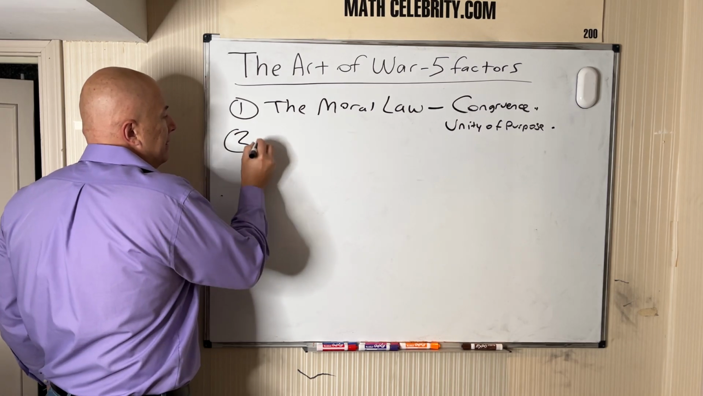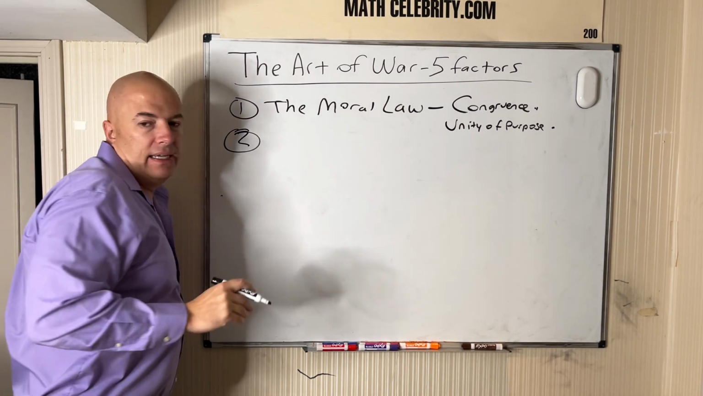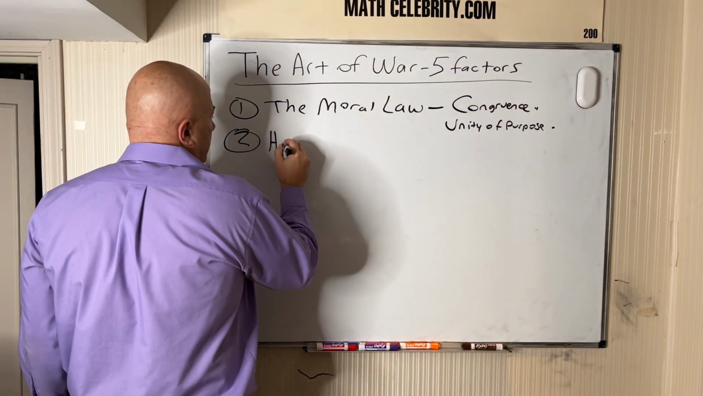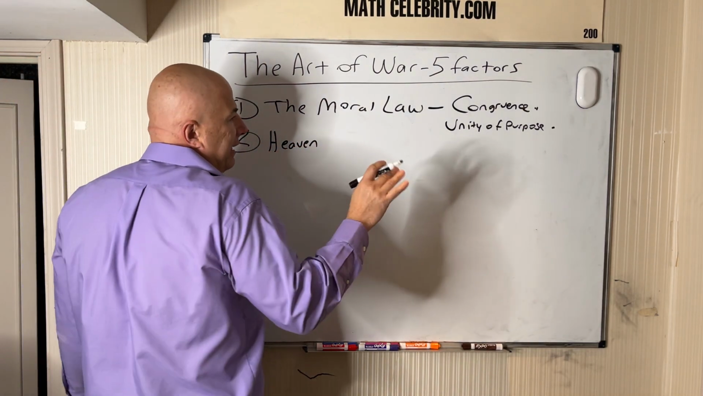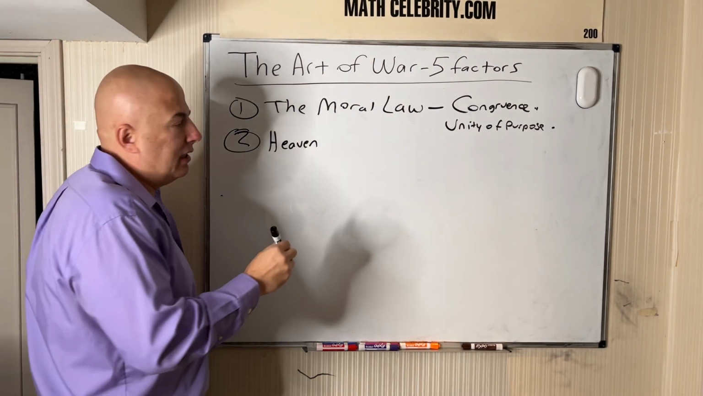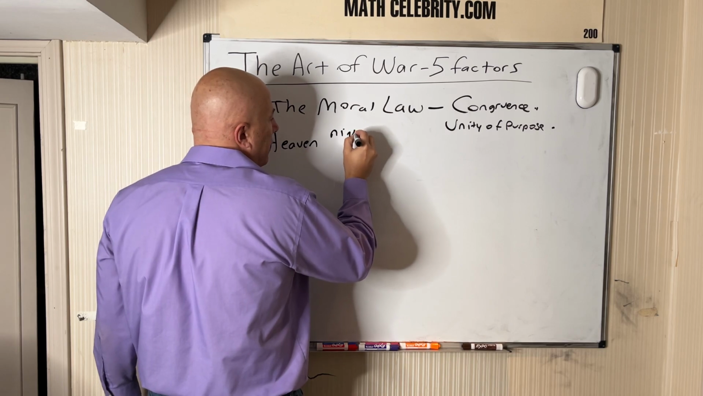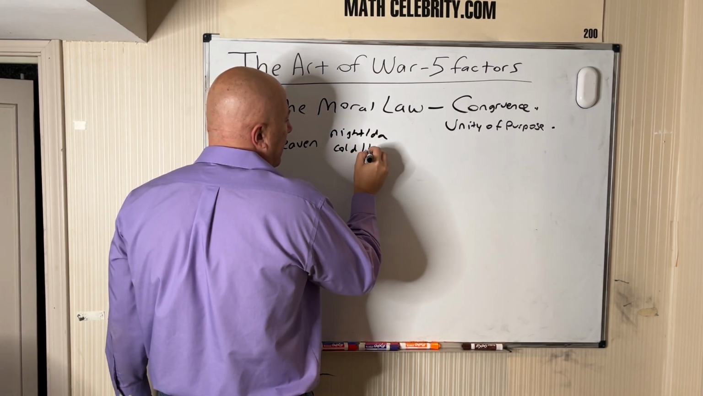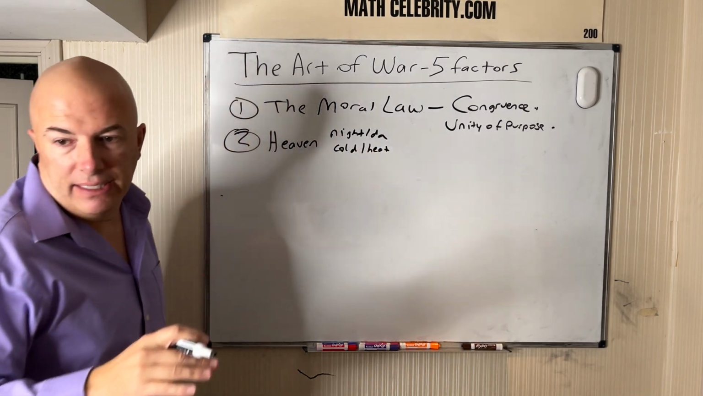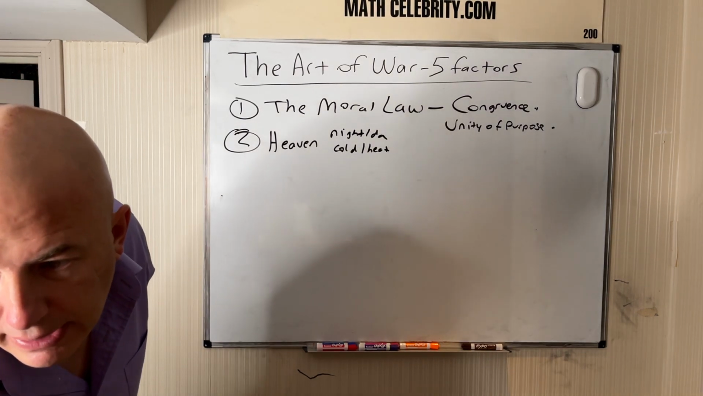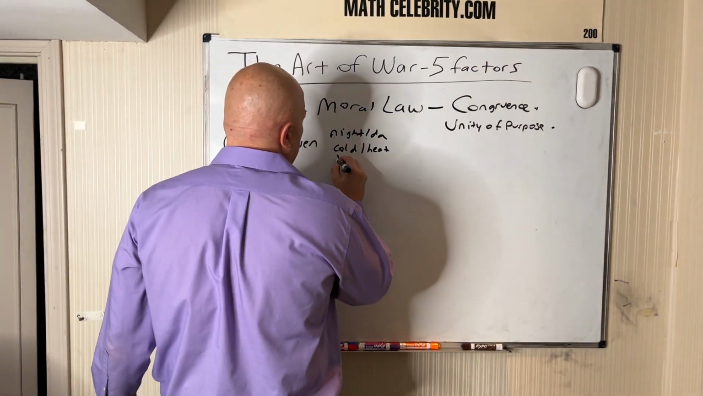The second of the 5 factors in The Art of War is called heaven. And we're not going to get religious in this video, but when Sun Tzu says heaven, he's talking about night and day, cold and heat. And the last one is times and seasons.